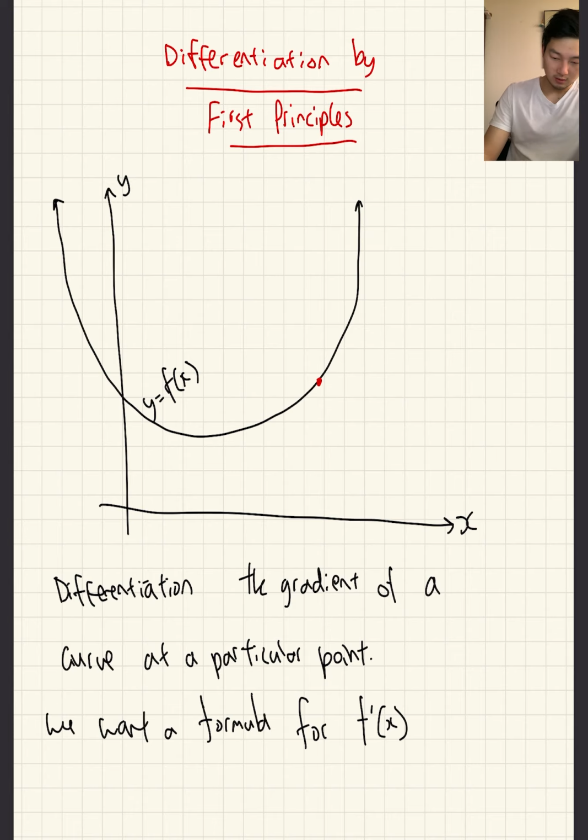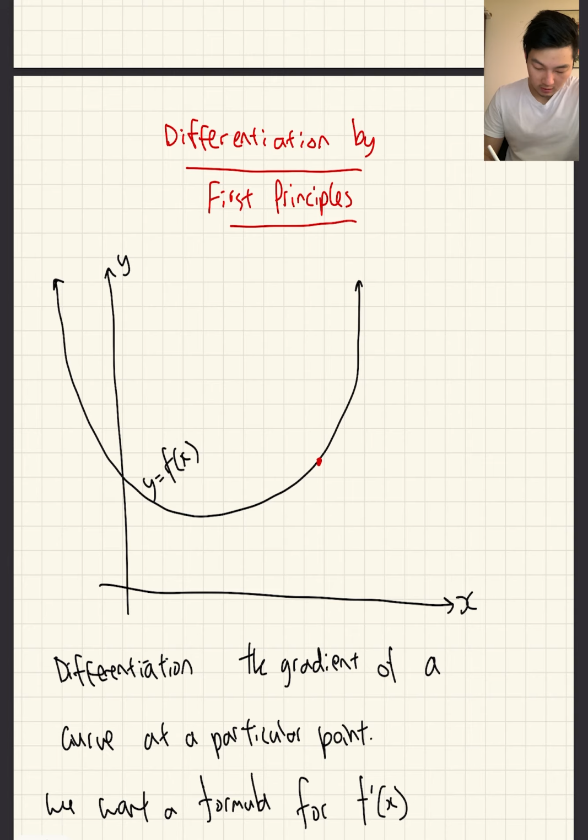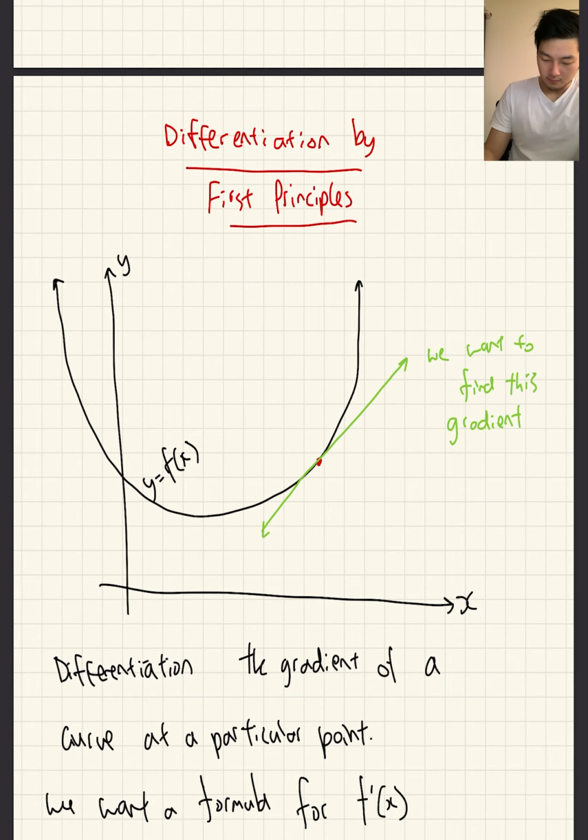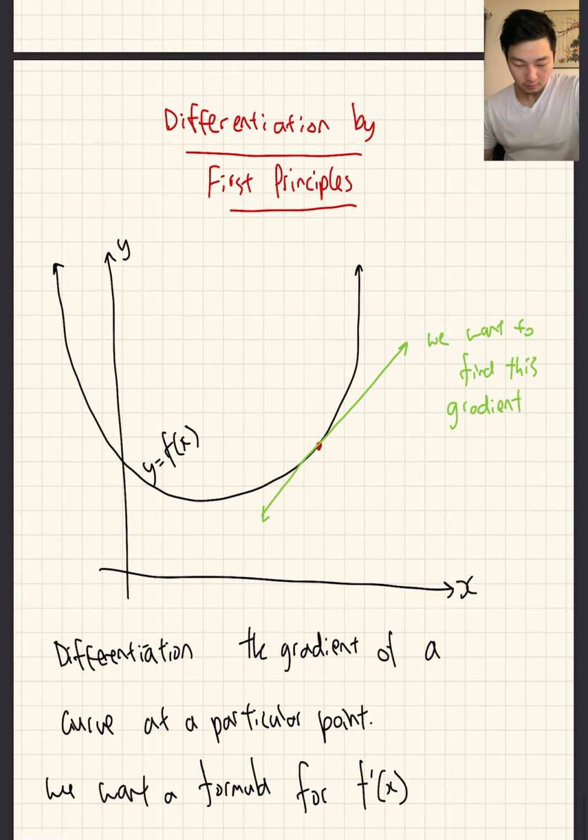First, we have to remember how we can approximate the gradient. So let's put this green line here. The green line is the actual gradient. This is the actual tangent, and we want to find the gradient of this line.